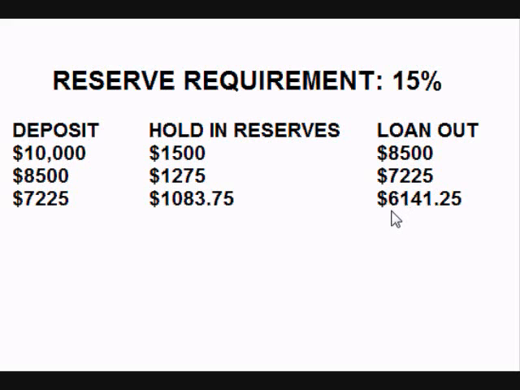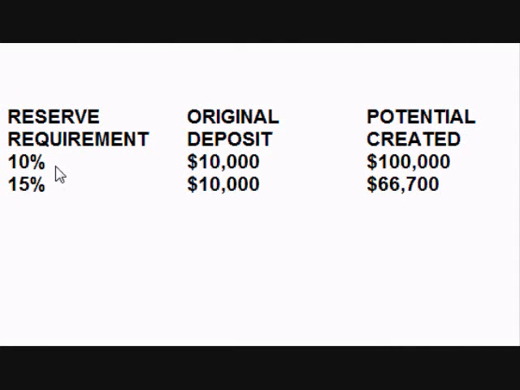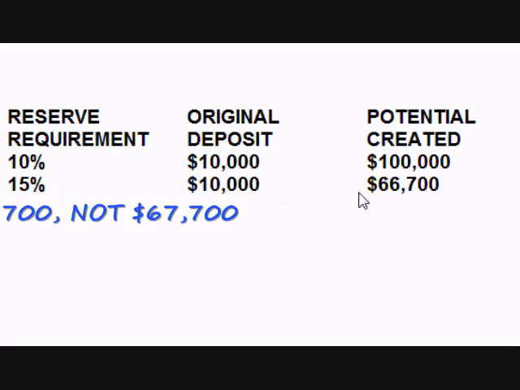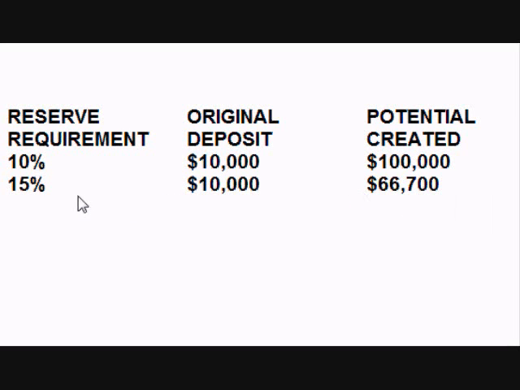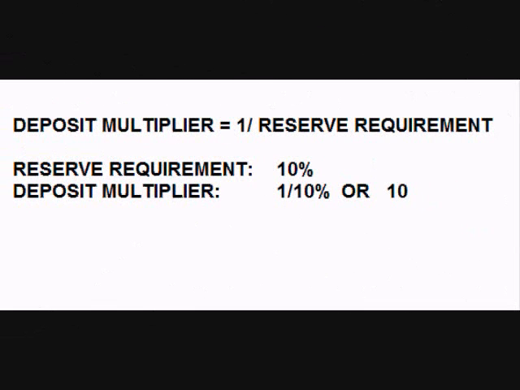As you can see, raising the reserve requirement by just 5% significantly lowers how much money can be created through the deposits. If the reserve requirement is 10%, a $10,000 deposit has the potential of creating $100,000, or 10 times the amount of the original deposit. If the reserve requirement is 15%, a $10,000 deposit has the potential of creating only $67,700, or 6.7 times the original deposit. As you can see, just raising the reserve requirement from 10% to 15% reduces the amount of potential money being created by a third. The amount of potential increase to the money supply is dependent on the deposit multiplier.